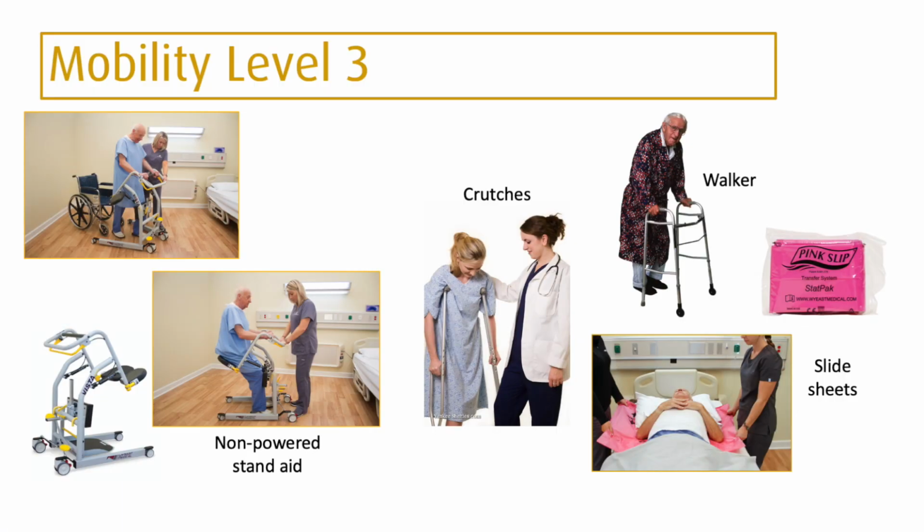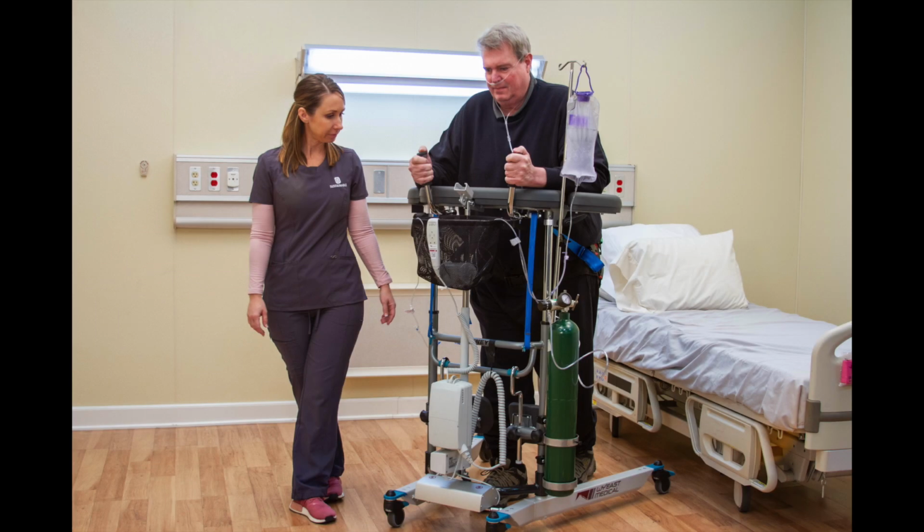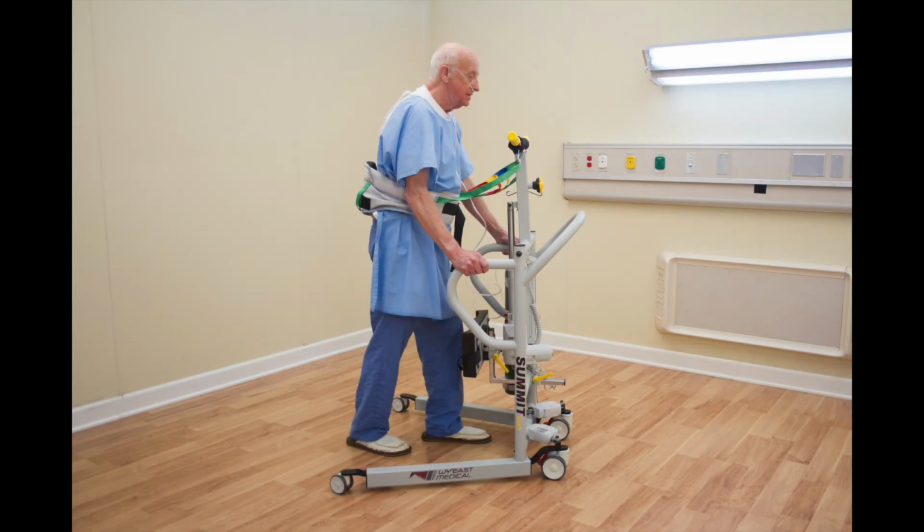Mobility level 3 equipment includes non-powered stand aids, slide sheets, and therapy equipment like walkers, canes, and crutches. It also includes hybrid equipment like this safety platform walker, helpful for therapy and safe patient handling. Include your mobility level 3 equipment in your BMAT training and ensure that all teachers are competent in use.